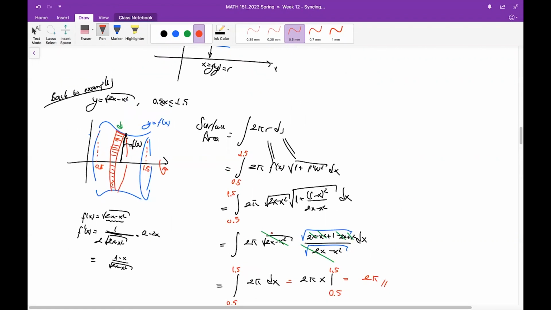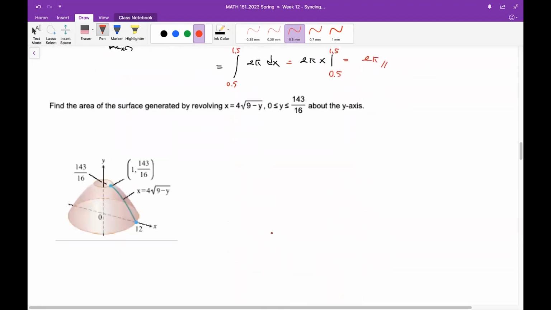Okay, if no questions, before we stop, I want to solve also this example before the break, which is computing the surface area again, area of the surface, revolving this curve over this interval around y-axis, okay? So as you can see, the curve is given in terms of y, and we are revolving it around y-axis.